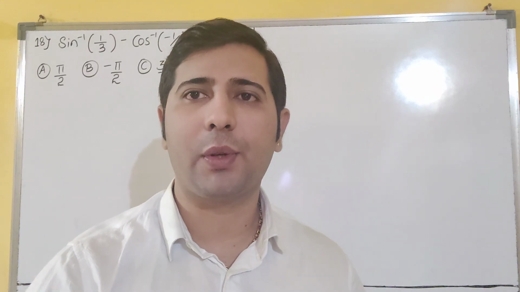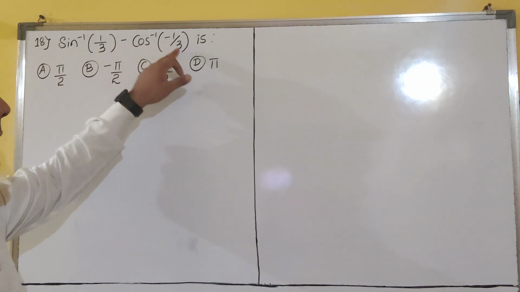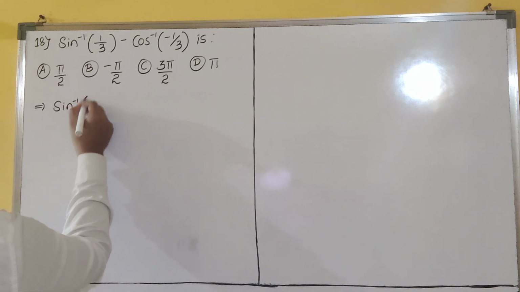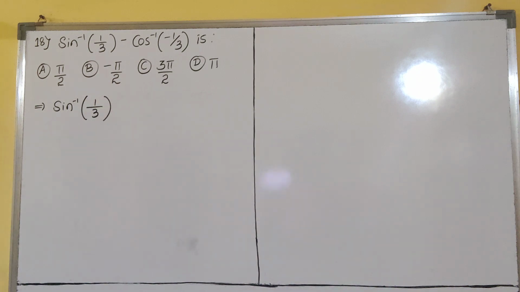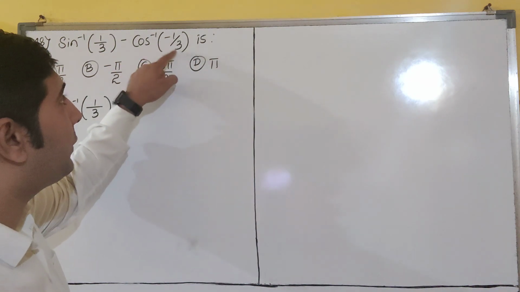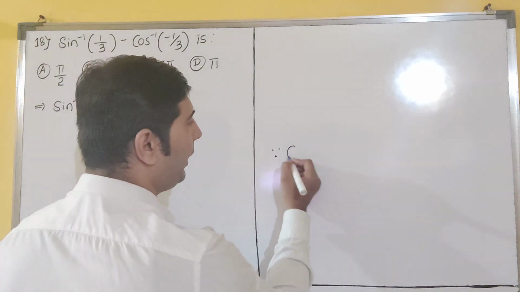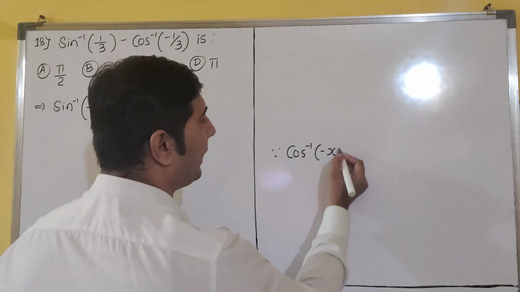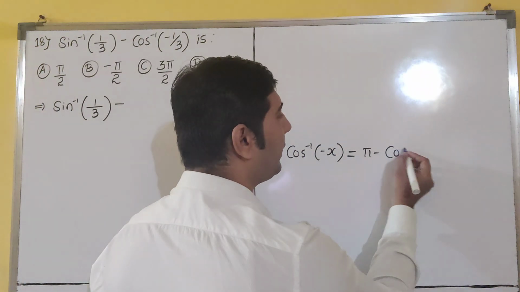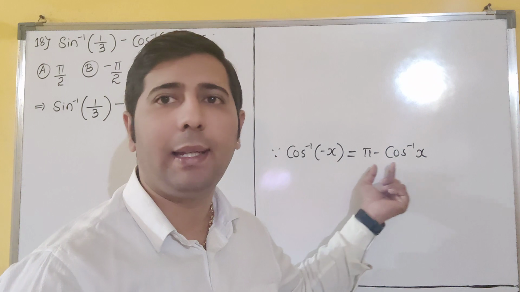Let us continue the next question dear students. So now see here, sine inverse 1 by 3 minus cos inverse minus 1 by 3 is, how much can you write? See here, sine inverse 1 by 3 we have written as is. Now the problem you see, cos inverse of minus 1 by 3. So do you remember this one? In the last class also we have discussed in the previous video. Cos inverse of minus x is what? Cos inverse of minus x is pi minus cos inverse x dear students.